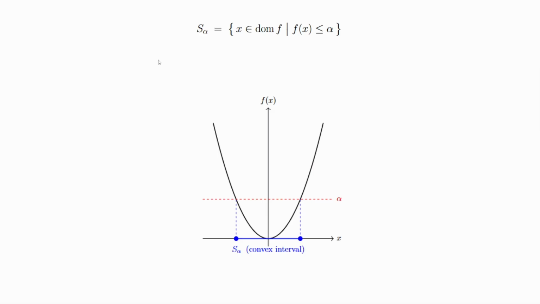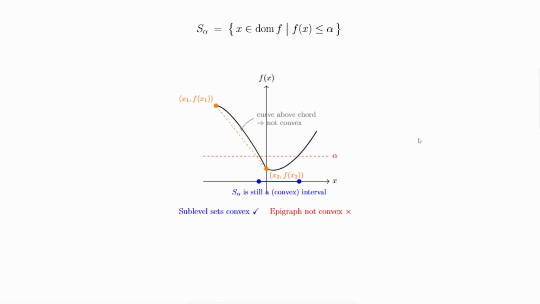And the key observation is that if f is convex, its epigraph is convex, and that automatically forces every sublevel set to be convex. In other words, convexity implies convex sublevel sets. But the converse is actually not true. You can have a function whose every sublevel set is convex, every horizontal slice gives you a convex set, but the function itself is not convex.